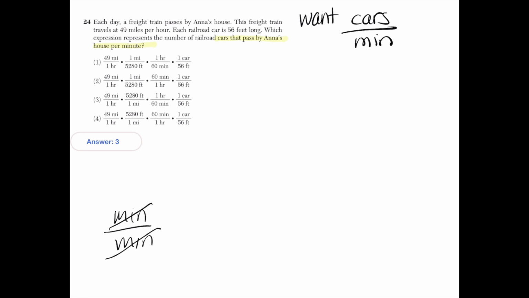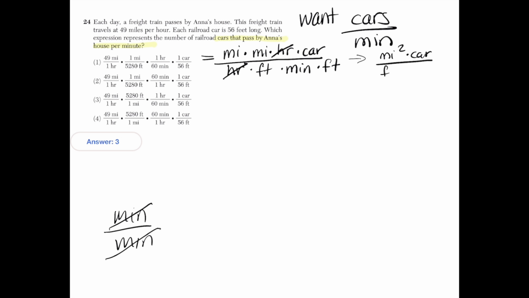I see miles, hours, and cars for my numerator. And my denominators are hours, so those two can go away. Feet, minute, and feet. So ultimately that's not getting me cars to minutes, because instead I have miles squared times car and feet squared times minutes. So that is not what I'm looking for, number 1.